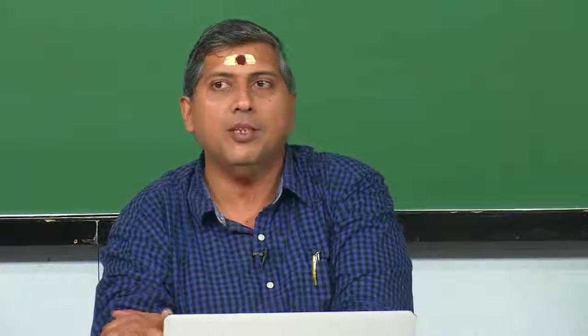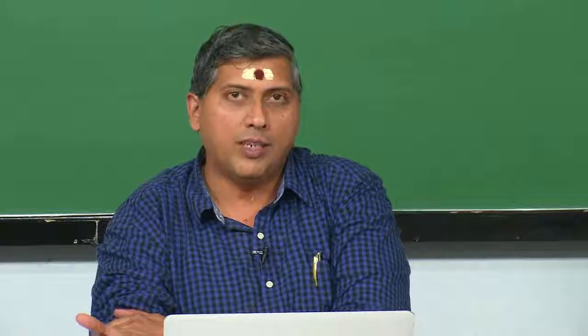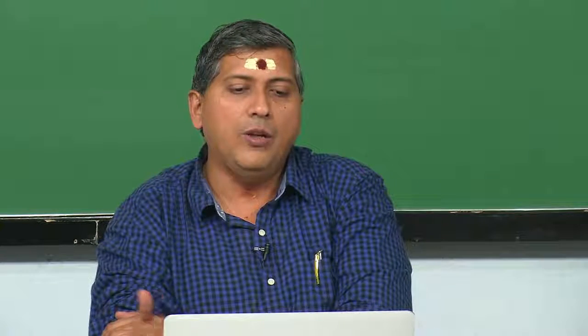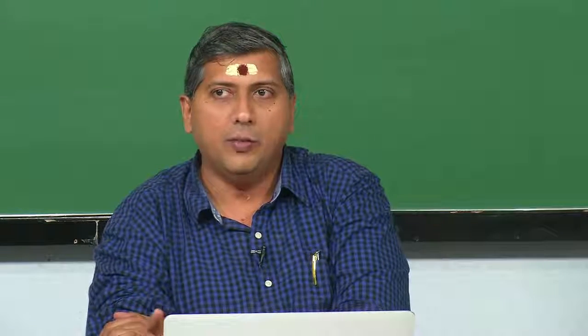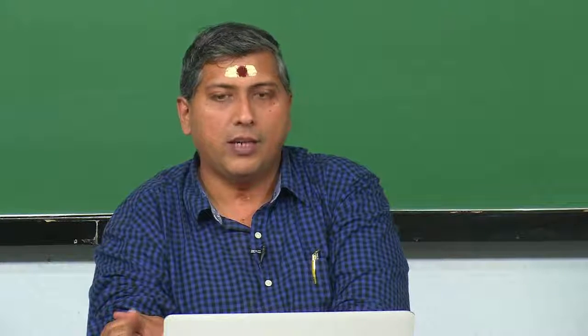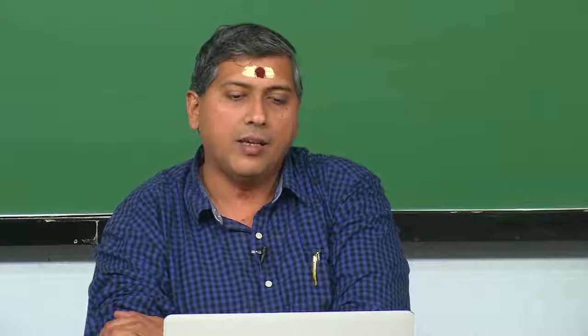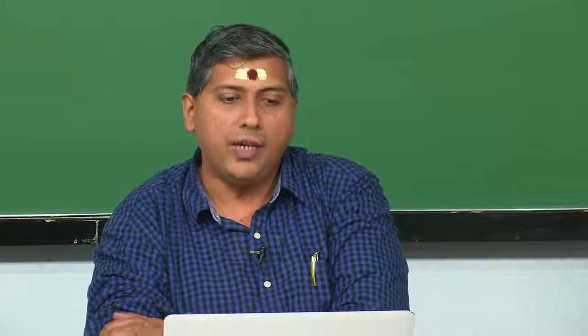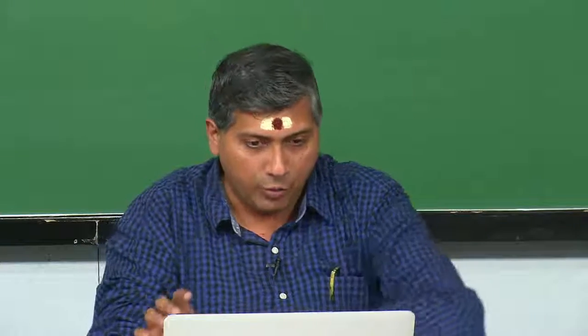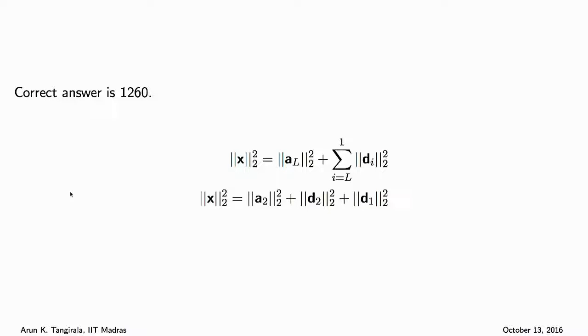So, make that assumption. Assuming periodic extension, we know that Parseval's relation is obeyed, which means energy is preserved. As a result, the energy of the signal is the sum square of these coefficients A2, D2 and D1, and that turns out to be essentially 1260. Okay, good number. So, remember that it is a periodic extension that preserves the energy.